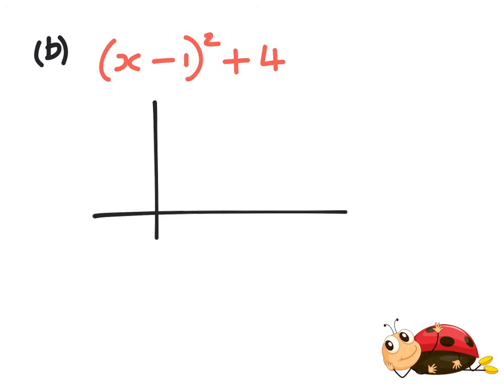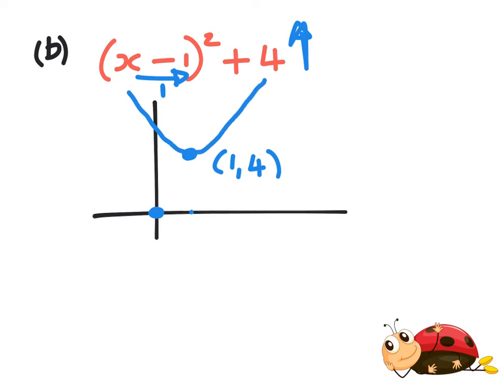The take away 1 means we're going to move to the right 1. The plus 4 means we're going to move up 4. So from the origin, I'm going to go 1 along, 4 up, and that's going to give me the place where my graph turns. So that's what it looks like. I've drawn it straight away.